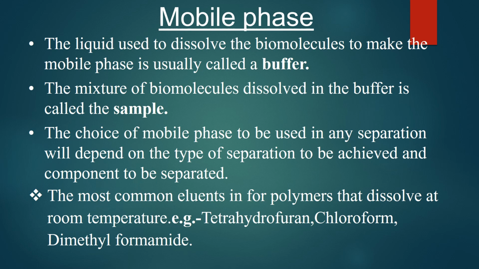Now the mobile phase. The liquid used to dissolve the biomolecules to make the mobile phase is usually called a buffer. The mixture of biomolecules dissolved in the buffer is called the sample. The choice of mobile phase to be used in any separation will depend on the type of separation to be achieved and the component to be separated. The most common eluents for polymers that dissolve at room temperature are tetrahydrofuran, chloroform, and dimethylformamide.